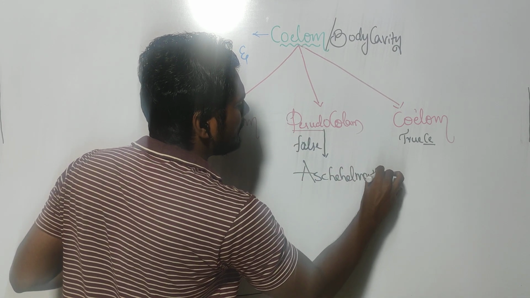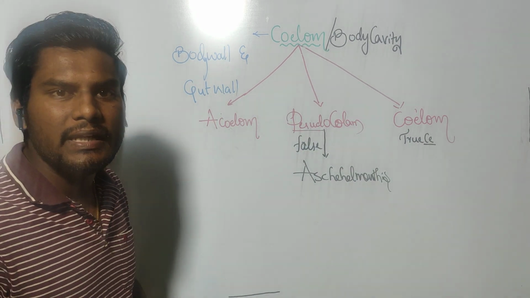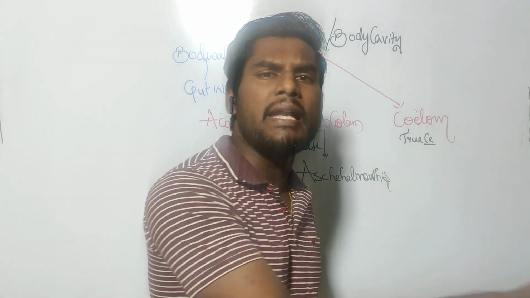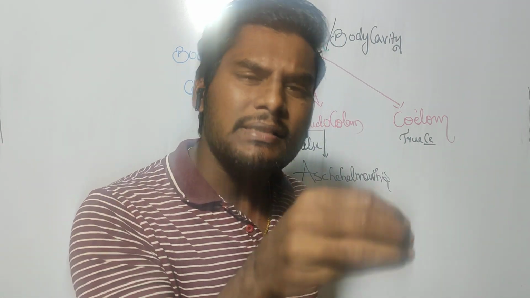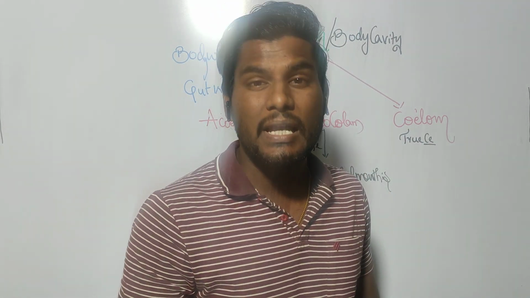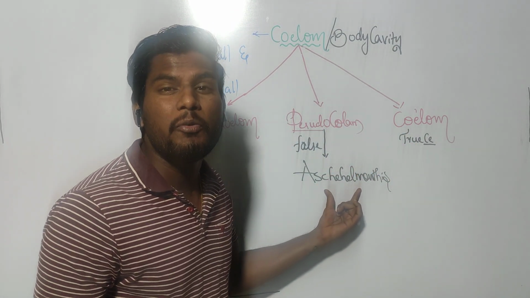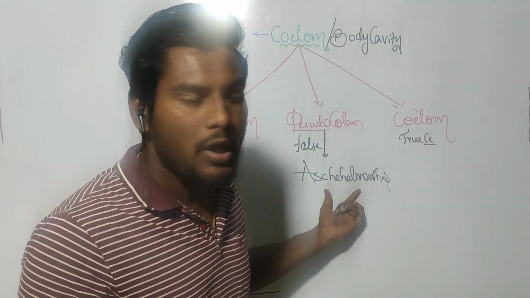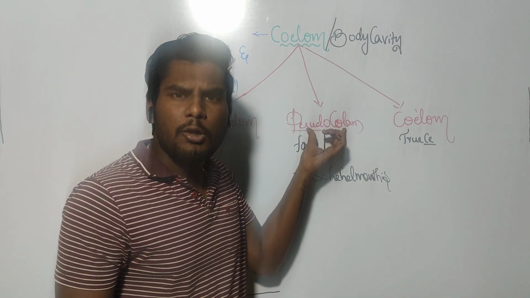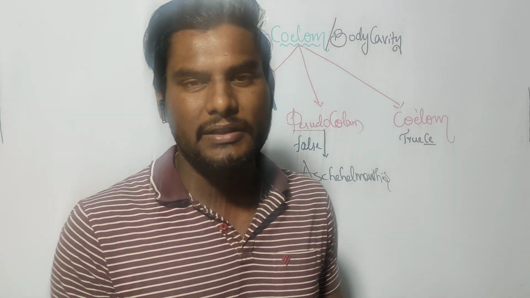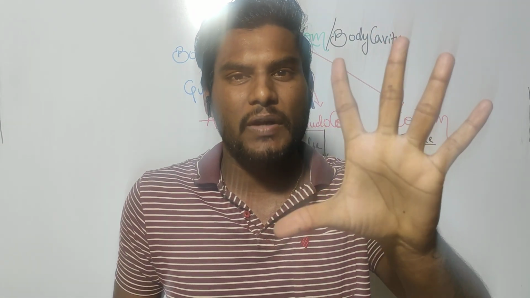Aschelminthes. The pseudocoelom is seen in the Aschelminthes. Another name for Aschelminthes is Nematoda, and another name is Nemathelminthes. Three names are there. And these organisms are also called tube within a tube organisms. So now remember that pseudocoelom, meaning false coelom, is seen in which phylum? Aschelminthes. Aschelminthes is the fifth phylum.